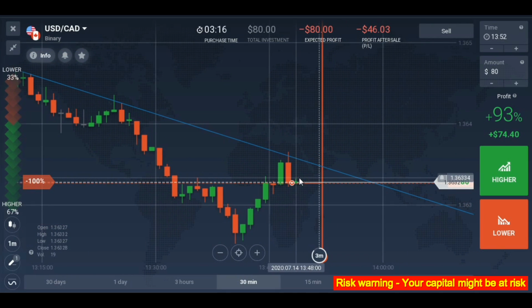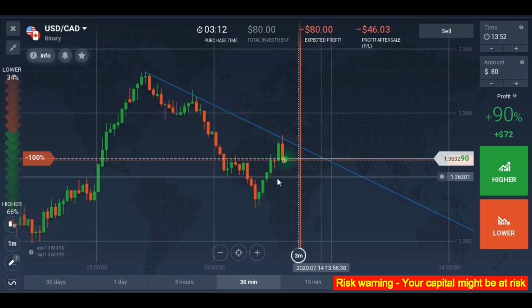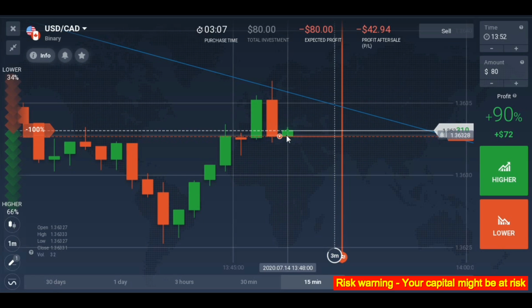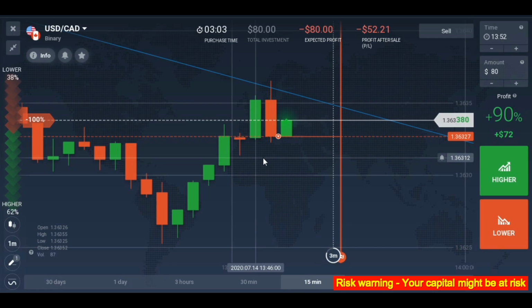Now I will explain the trade. As you can see, the minor trend was a downtrend. We are taking the trade in the direction of the trend because we don't have an extreme level, so we are taking trades in the direction of the trend.